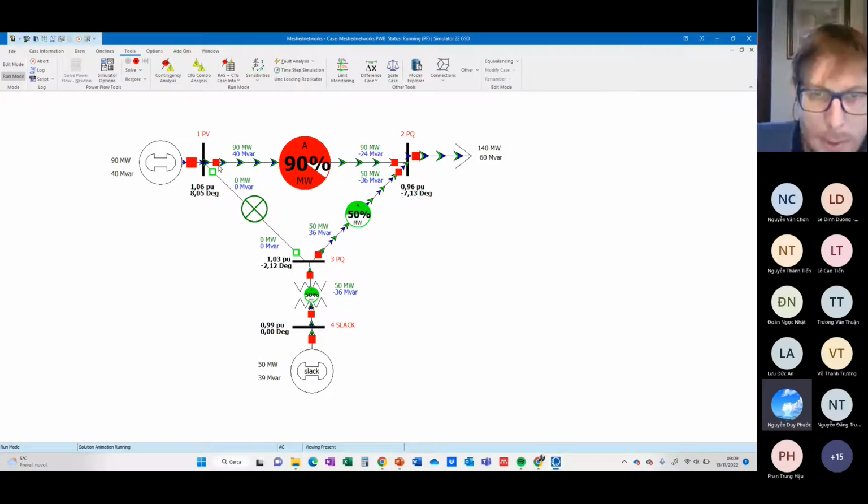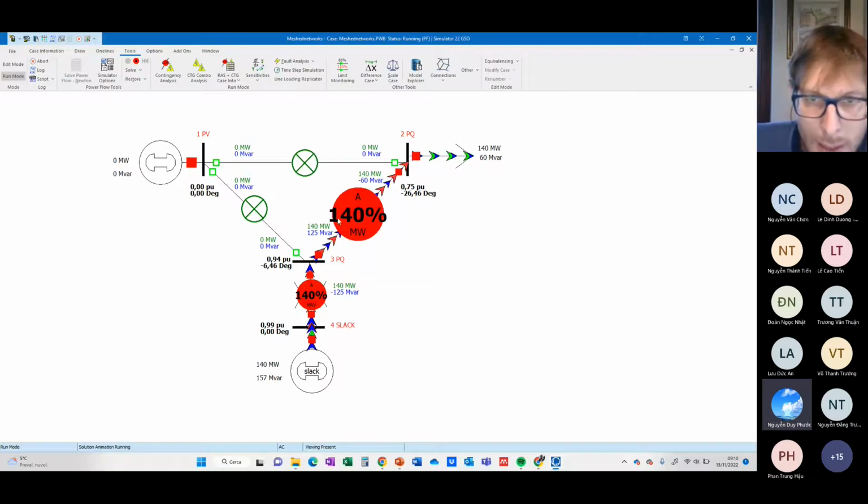This system is basically not n-1, but n-2 reliable, because if I lose this line and if I lose this line, the system is still able to supply the final load, okay? So this system is n-2 reliable.